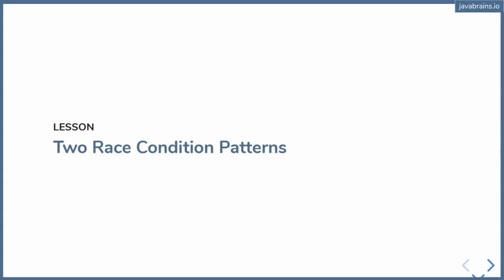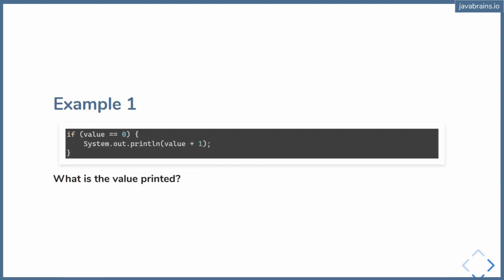In this video, I'm going to talk about a couple of race condition patterns that are very common when you're working with concurrent programming. These are things that you really need to be aware of. These are two patterns that you will see over and over again when you're working with concurrent programming in Java. Let me start with an example to illustrate the first pattern.